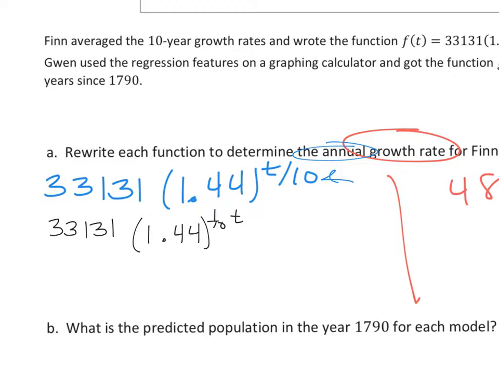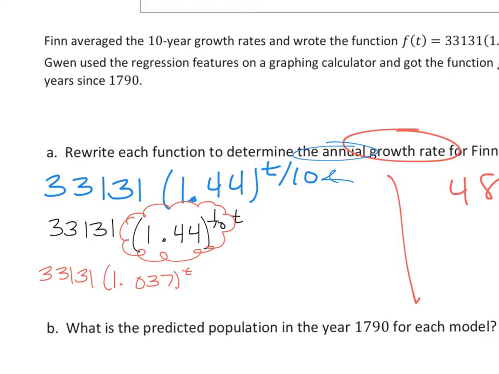To get my annual growth rate, I'm going to type this section into my calculator. So take a second right now, type that into your calculator, 1.44 to the 1/10. When you do that, you're going to get a value inside your parentheses that is more like a growth rate. You should end up getting something around 1.037. Now it's more clear to find the annual growth rate because you're not dividing the exponent by 10. Now your growth rate is in years and not 10 years.